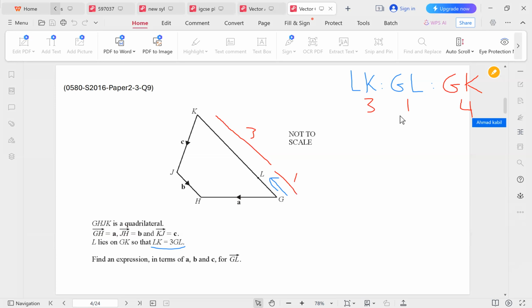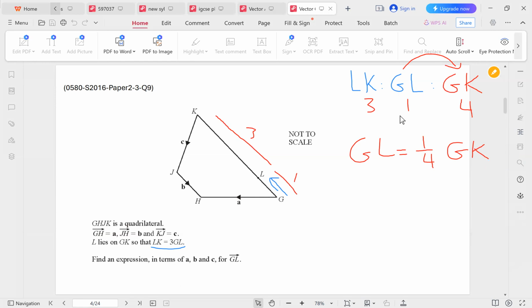Now we want to get GL. So we're going to get GL in terms of the total, which is GK. So we can write that GL is equal to 1/4 times GK. Now that we have our equation, let's get the path of GK.